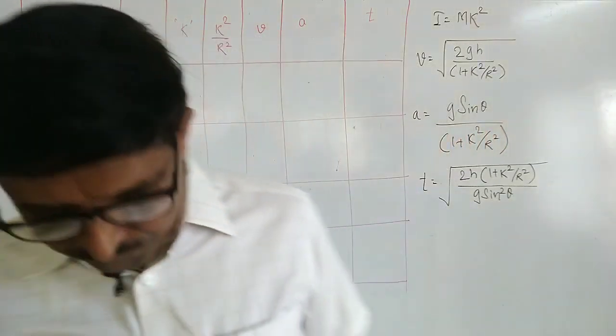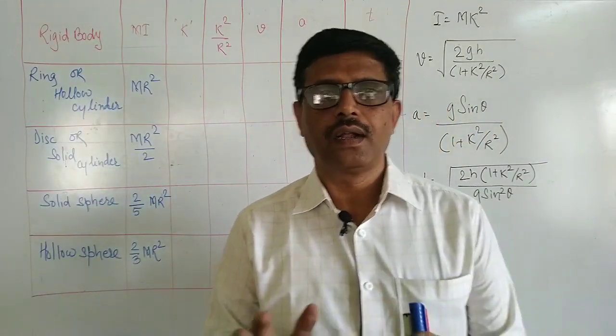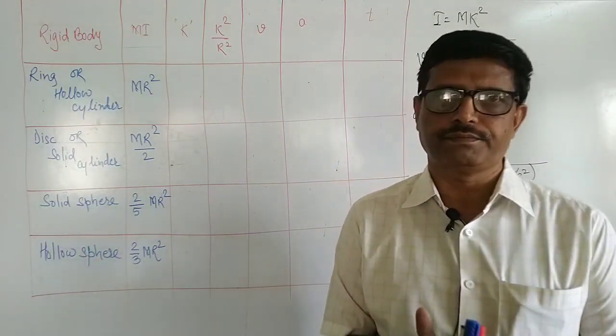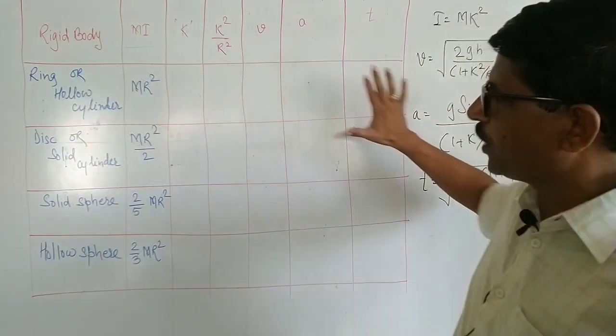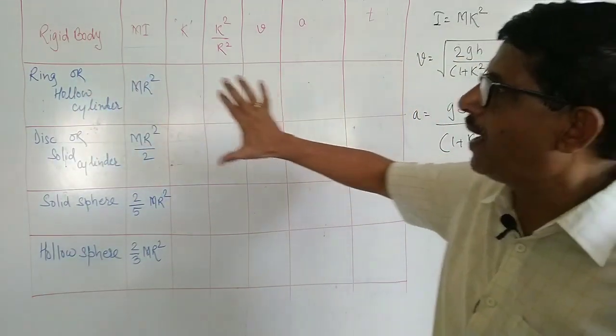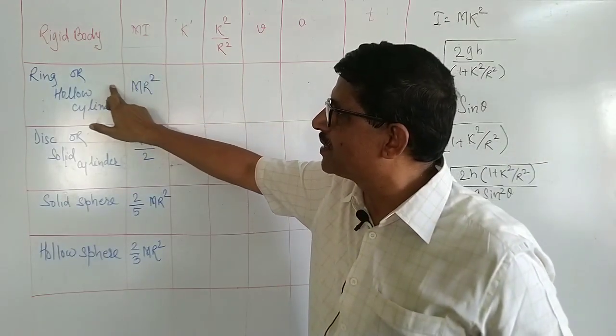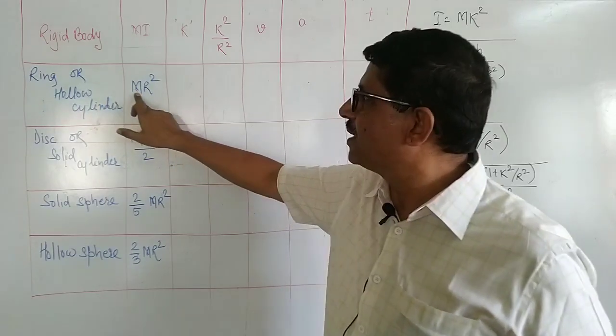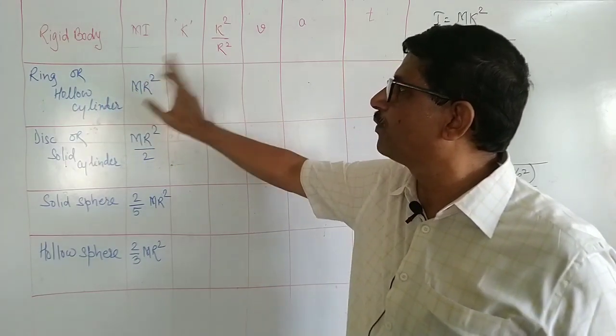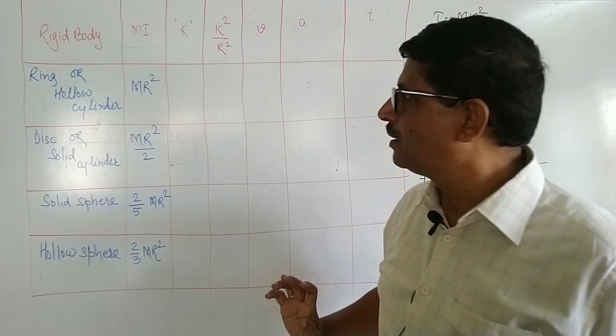Here on the board I have taken a tabular form of these rigid bodies. Here I have written the rigid body. The first one is a ring or hollow cylinder of mass m and radius capital R. Its moment of inertia is mr square.